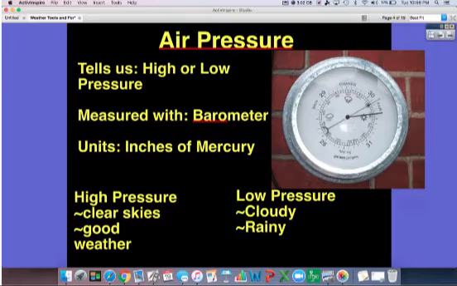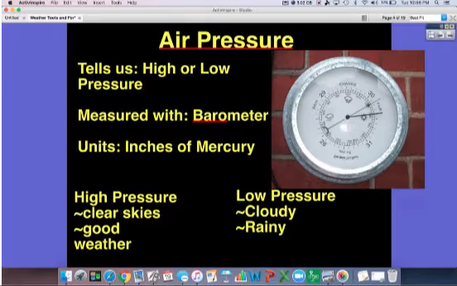But remember, high pressure is clear skies, good weather. Doesn't mean it's going to be hot outside. Doesn't mean it's going to be cold outside. Just know high pressure is happy weather. Low pressure is lousy weather. This is where we're going to have clouds and rain.